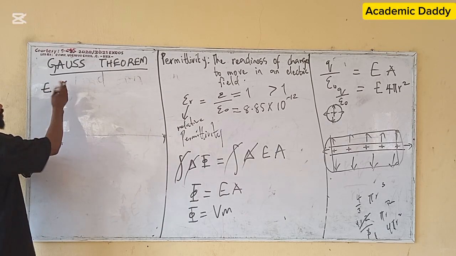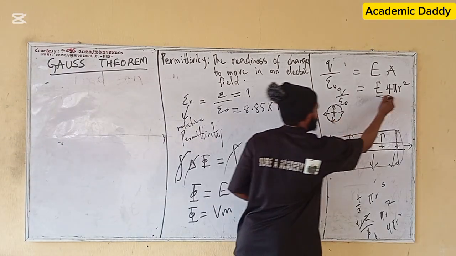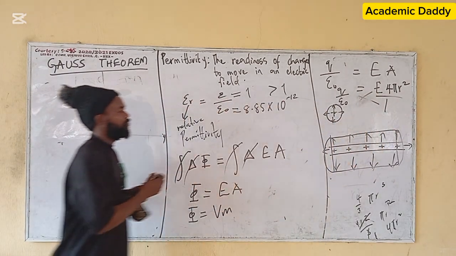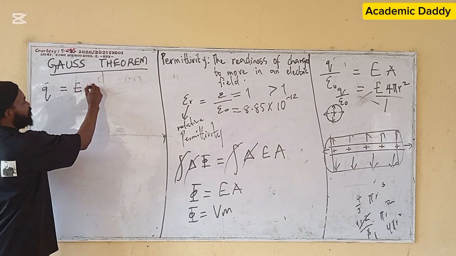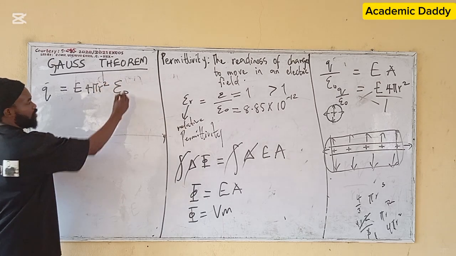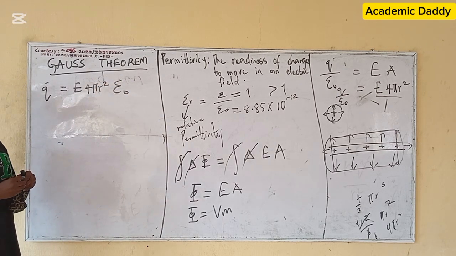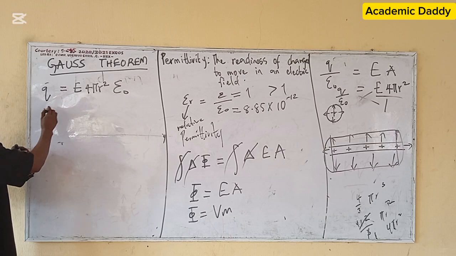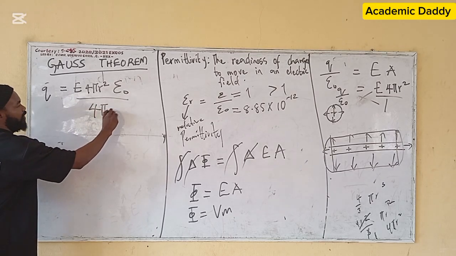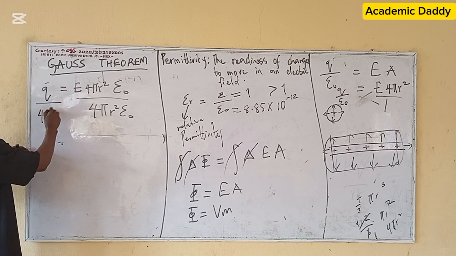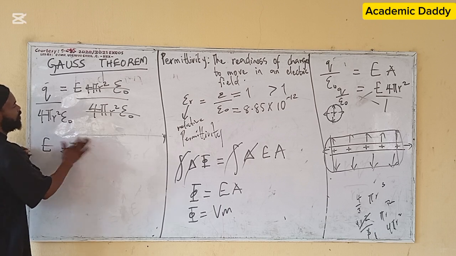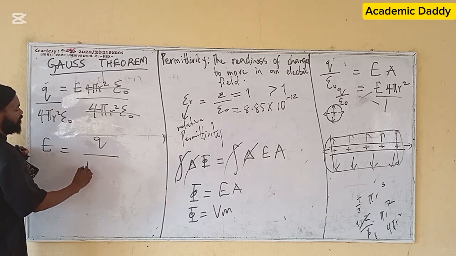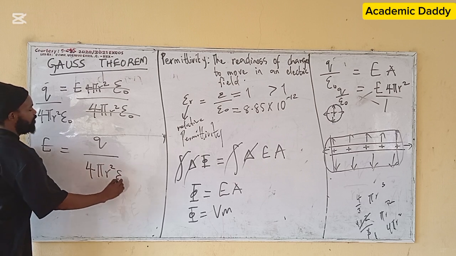So if I make this subject of the formula, you see that you now have E equals to, anything starting on this one is over 1, cross multiply. So that I now have Q times 1, Q equals E times 4 pi r squared epsilon naught. And you know that epsilon naught is the permittivity of free space. So making E the subject of the formula, we divide both sides by 4 pi r squared epsilon naught, so that these will cancel. So that E is equal to charge, Q, all over 4 pi r squared epsilon naught.